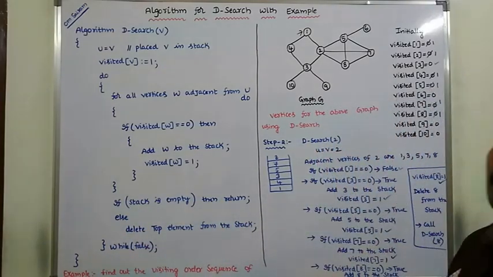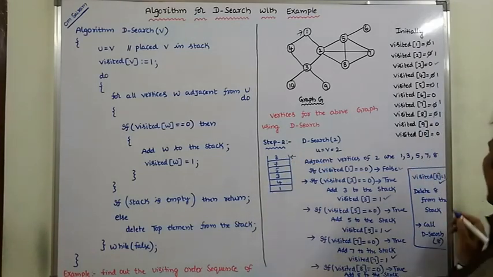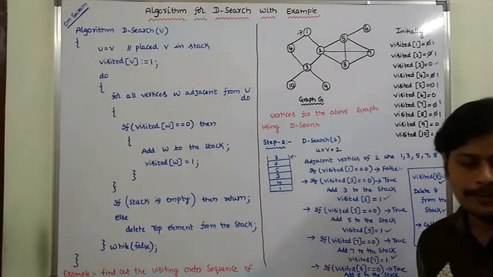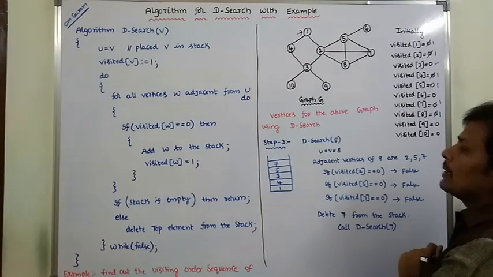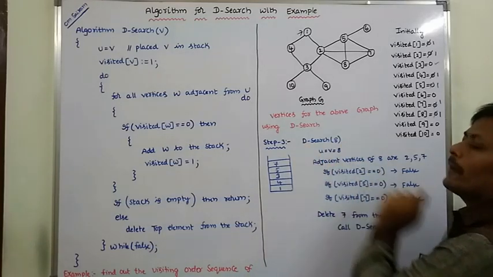So then go to the else block. Delete top element from the stack. Here top element is 8. So delete 8 from the stack. Now call dsearch of 8. Whatever element we delete from the top of the stack, call dsearch of that element. Here dsearch of 8. Next we go for step 3, dsearch of 8. Now after deleting 8 from the top of the stack, this is what we are getting.